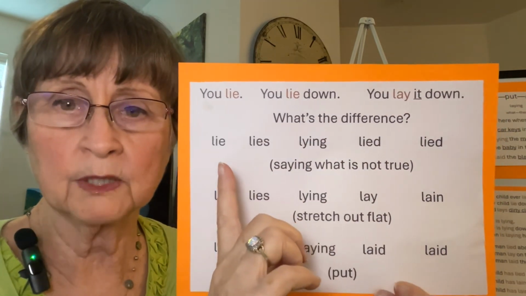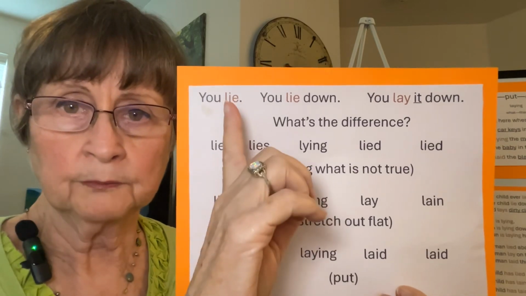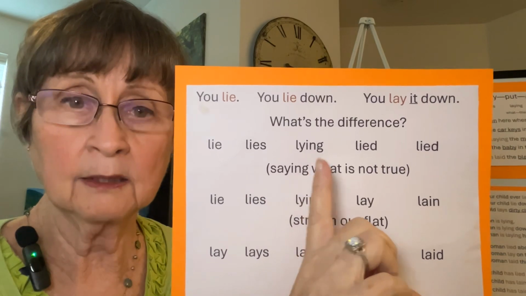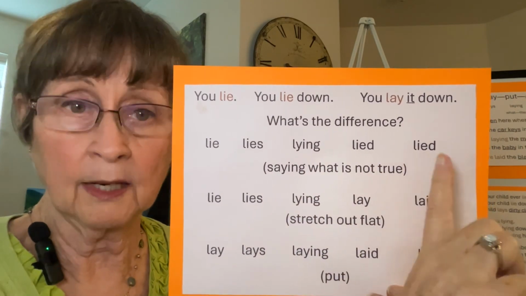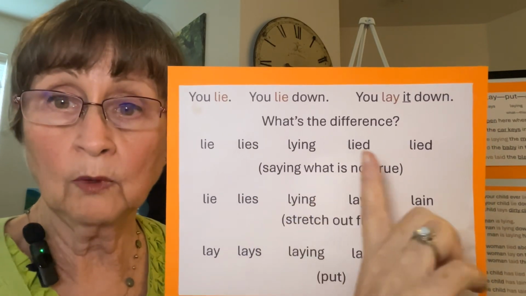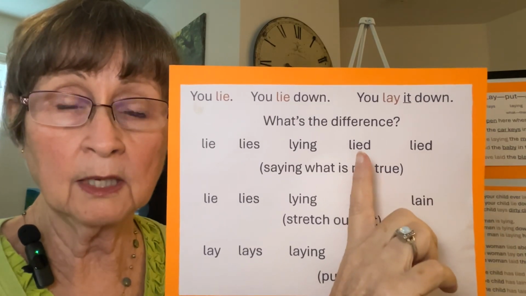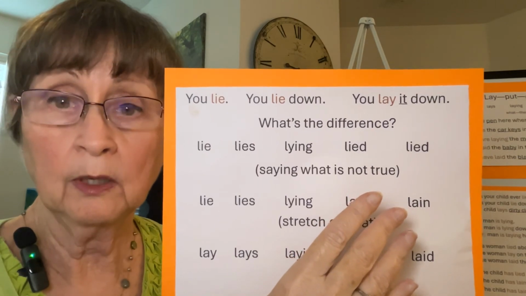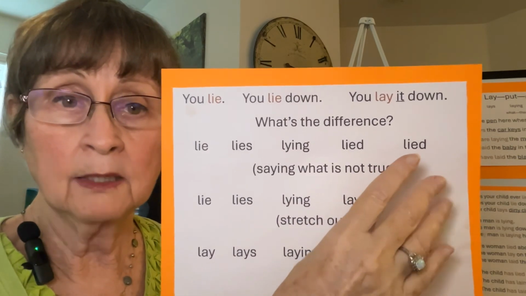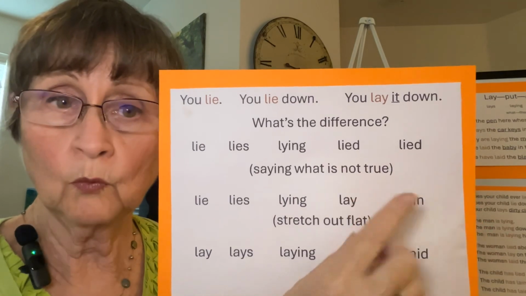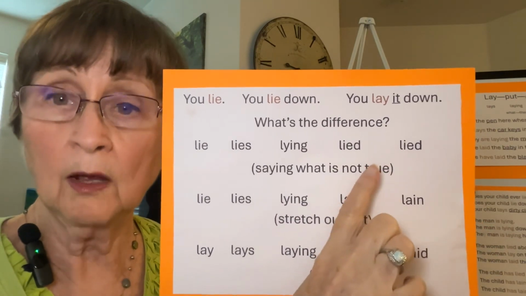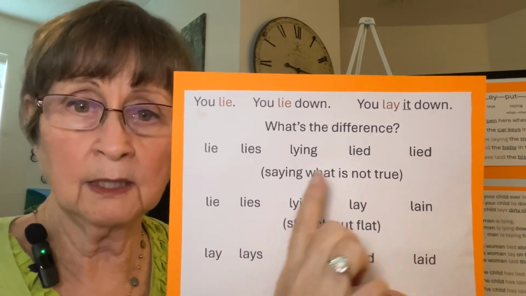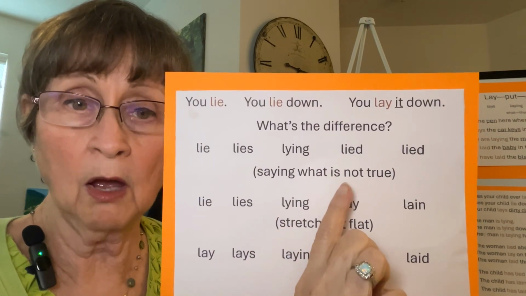Let's look at the forms. The first one, you lie, lie, lies, lying, lied, lied. You can tell this is a regular verb because it ends in ed in the fourth form, the past without a helper, and lied, ed, the fifth form, which would be in the past with a helper, a general past. And all of these mean saying what is not true.